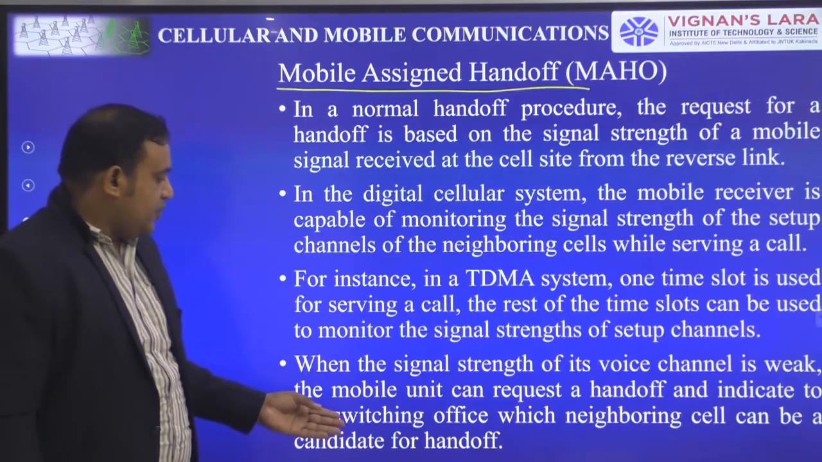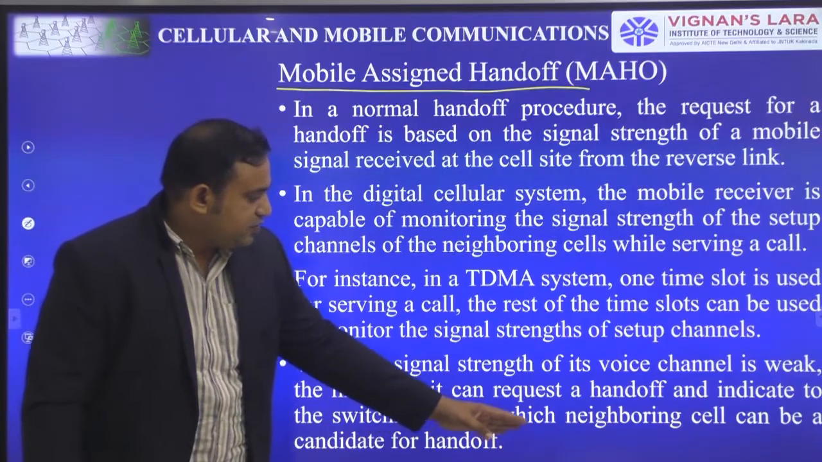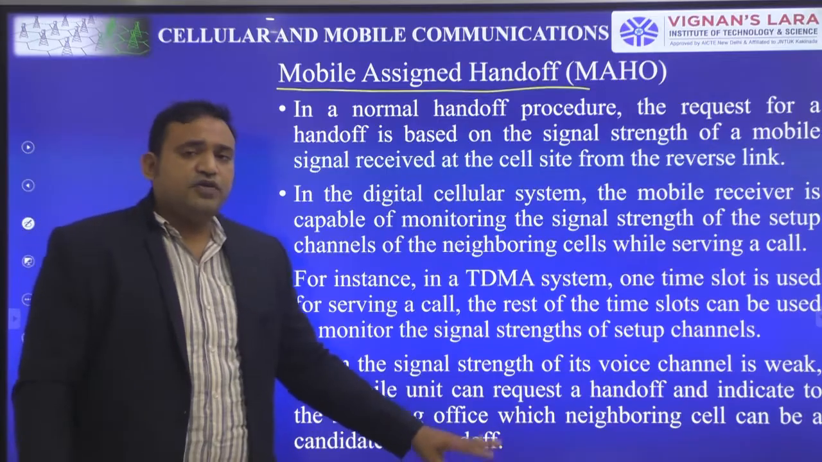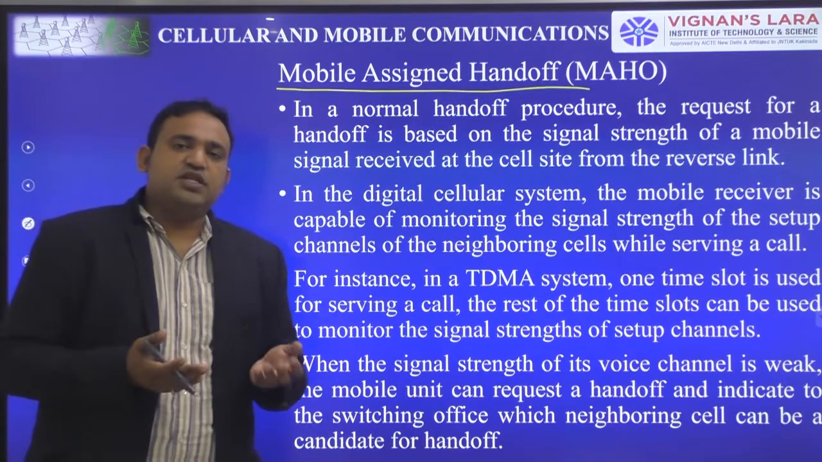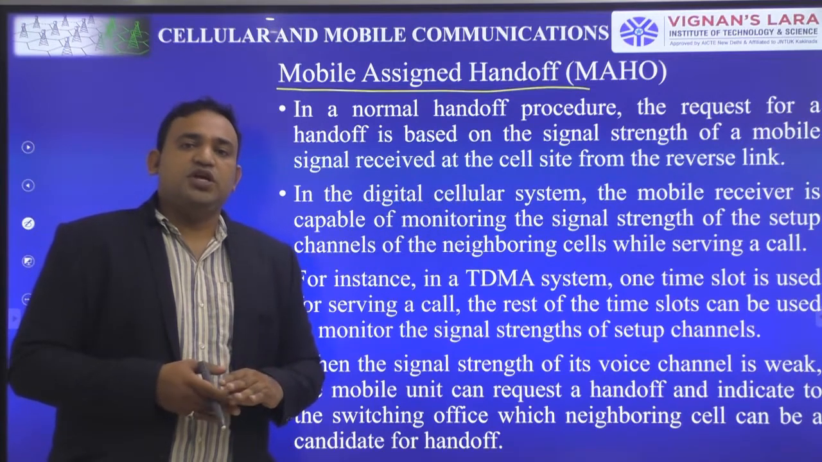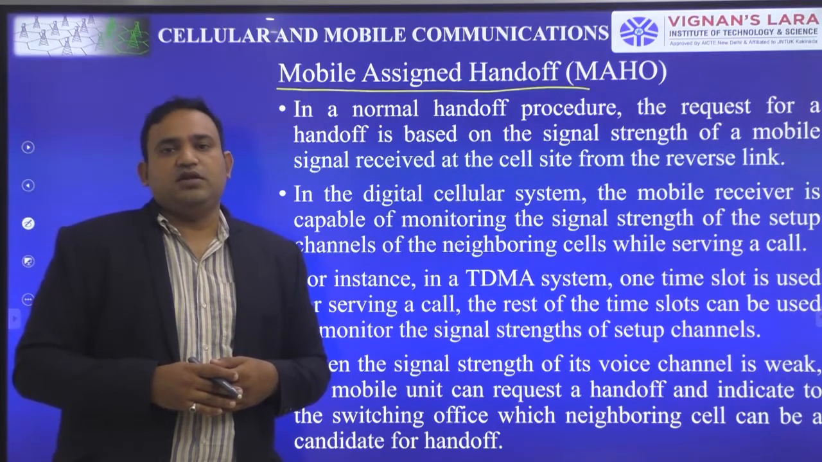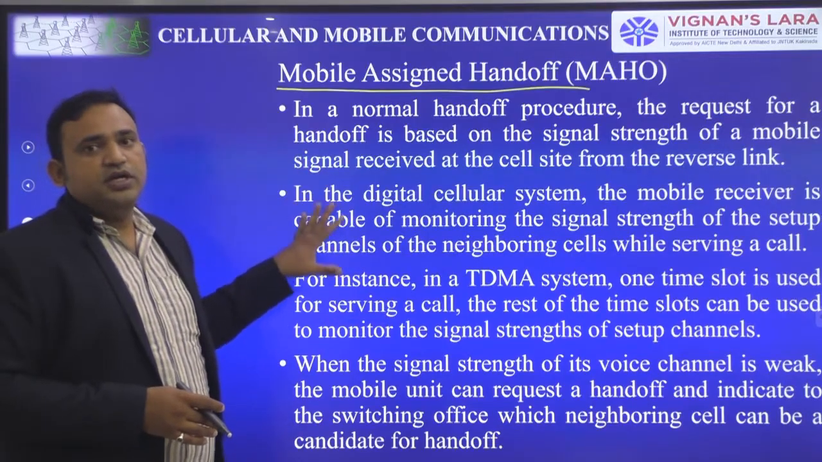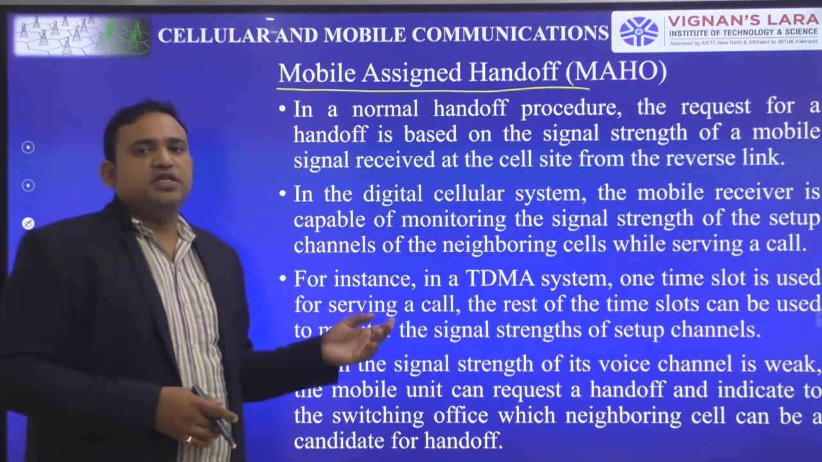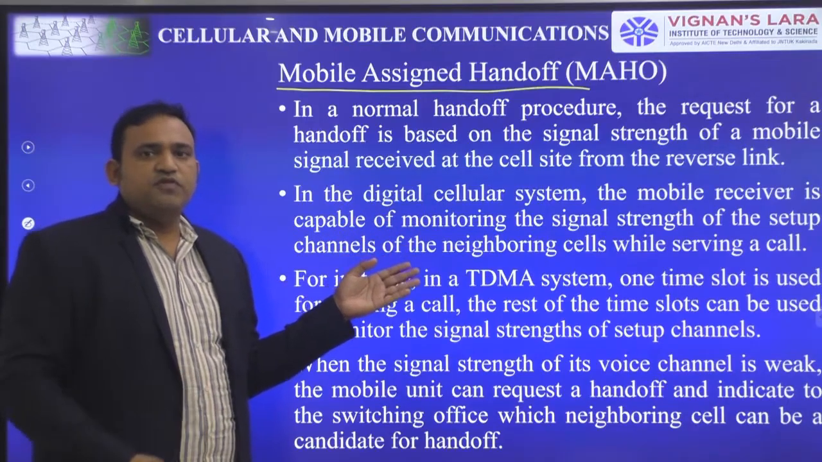When the signal strength of its voice channel is weak, the mobile unit can request a handoff and tell the switching office which neighboring cell can be a candidate for the handoff. So the mobile is directly requesting the mobile switching office for a handoff with respect to the neighboring cell voice channel. Here the mobile unit is calculating the signal strength.